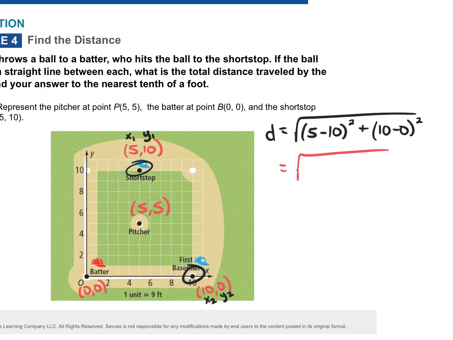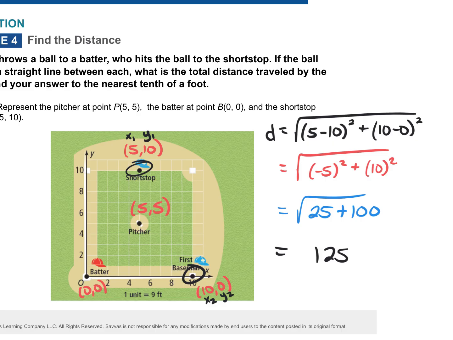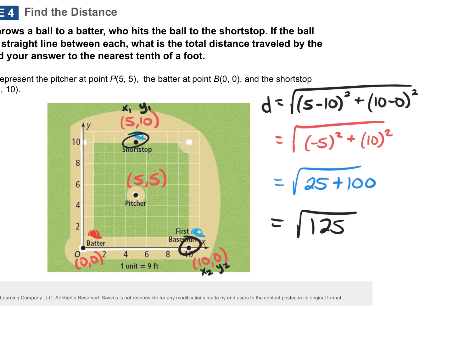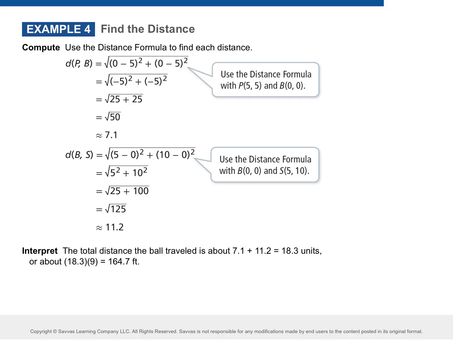What is 5 minus 10? Negative 5. Negative 5 squared plus 10 squared. What is negative 5 squared? 25. Is it negative 25? No, positive 25 plus 10 squared. 100. What do we do next? 125. Is this my answer? No, you gotta take the square root. What is the square root of 125? 11.2. Yep. Clap once if you agree with 11.2. Awesome. Okay.